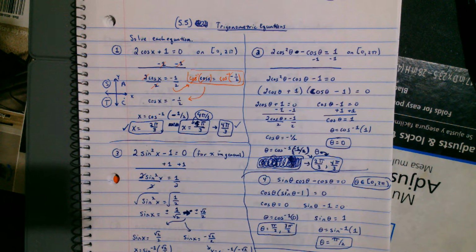That's the difference now. When we're looking for just straight up cosine inverse of negative 1/2, in the previous sections, in chapter 4, we would just have 2 pi over 3. But now we have to include all of them. So 4 pi over 3 as well.